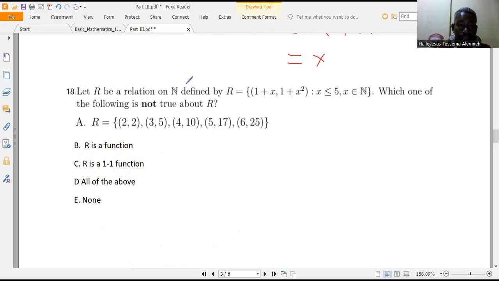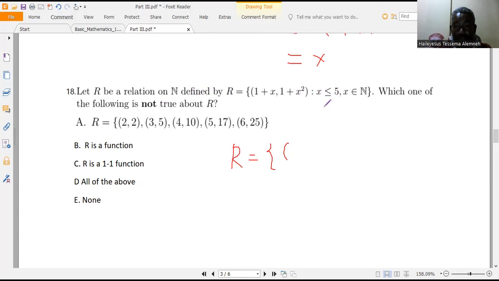Let R be the relation defined on the natural numbers. Then R is the set of pairs (1 plus x, 1 plus x squared), where x is less than or equal to 5. Which one of the following is not true about the relation R? So let's find R first. What are the R elements?